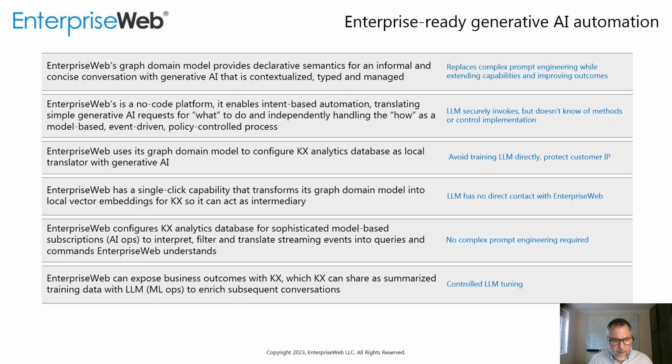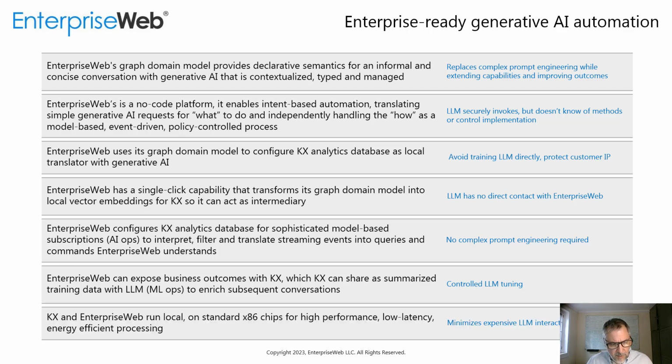So if the customer wants, if they give it the permissions, we can expose business outcomes, right? I'm not talking about the data. I'm not talking about the model. I'm not talking about the details. I'm talking about summarized business outcomes with KX, which KX can then further share as summarized training data for the LLM. So now, previously we were talking about AI ops. Now we're talking about ML ops to enrich subsequent conversations. Again, arm's length with generative AI, and that's a controlled tuning of the large language model.